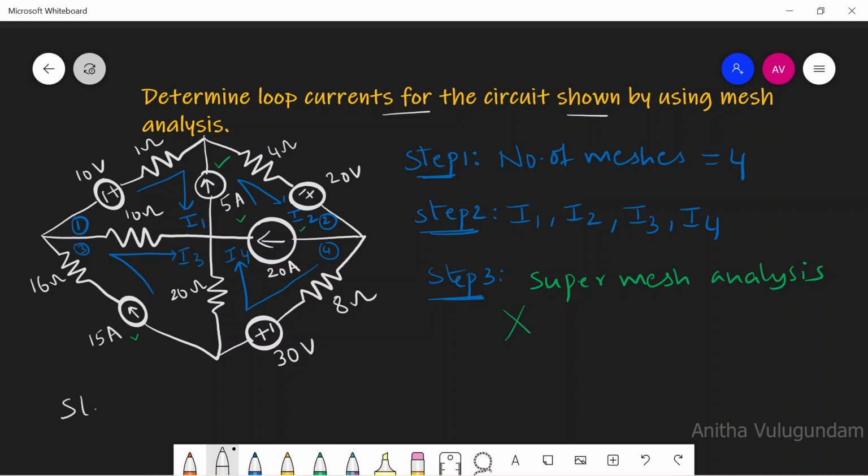Next, step 4. Step 4 is to remove the branch having the common current source between the meshes and then apply KVL to the supermesh. We'll just remove the branch here, 20 amp and 5 amp, and redraw the figure.